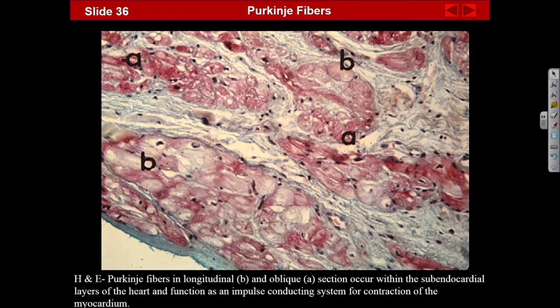Purkinje fibers. Well, okay, Purkinje fibers in the endocardium, or just beneath the endocardium in the connective tissue. So these are specialized cardiac muscle cells that have been specialized to conduct a wave of depolarization for the contraction of the heart. So these are kind of oblique, these are kind of in cross-section. Sometimes these can be a little bit difficult to identify, but if you know the location and you can see the nuclei in them, okay, then you should be able to pick them up and not confuse them with adipose tissue in the epicardium.